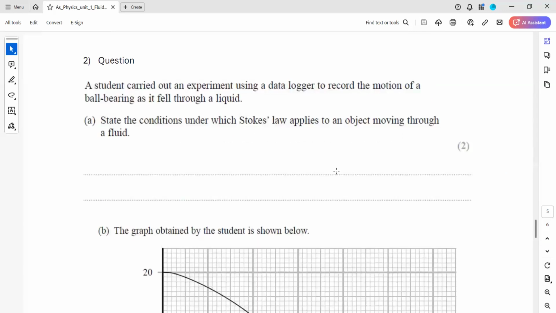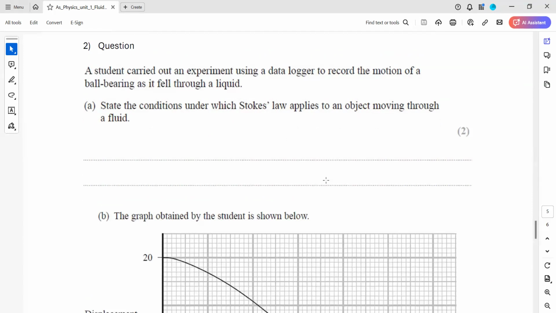The next question: a student carried out an experiment using a data logger to record the motion of a ball bearing as it falls through a liquid. State the condition under which Stokes law applies when an object is moving through a fluid. So first thing, Stokes law is applicable when the fluid flow around the object is laminar.